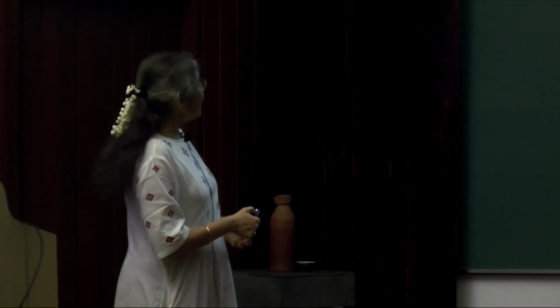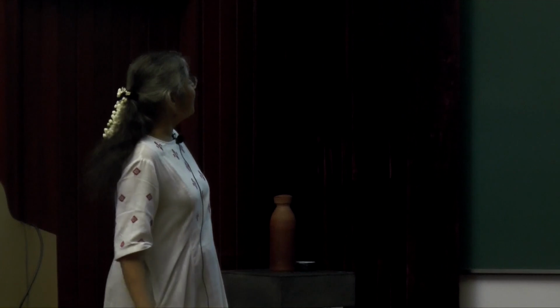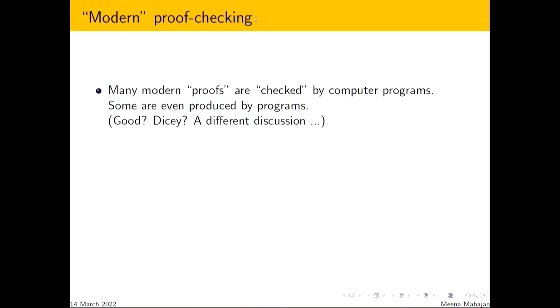And actually, in this talk, this is the aspect that I really want to focus on. That's why the title, The Complexity of Formal Proofs. Okay, so trying to understand a little bit more these points about ability, it turns out that a lot of modern proof checking is not done by human beings, it's done by computers. So modern proofs are checked by computer programs.